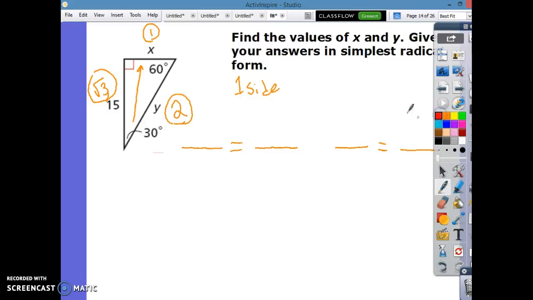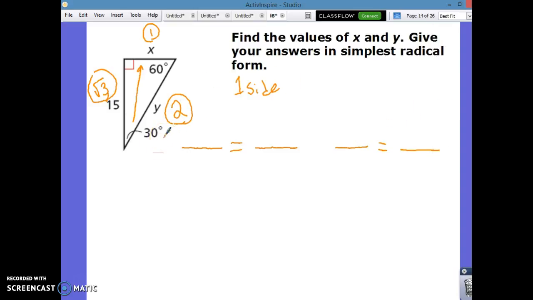So first, we have 1 over x, because those two are grouped together, equals square root of 3 over 15. Those two are grouped together. This would give us our proportion for x. Our proportion for y would be 2 over y equals our square root of 3 over 15.